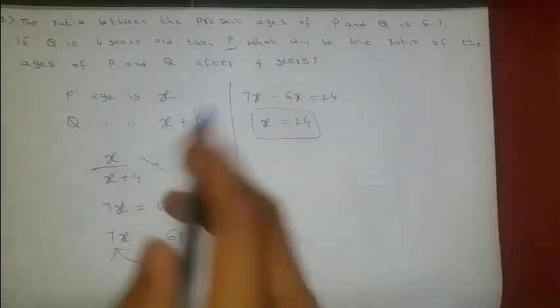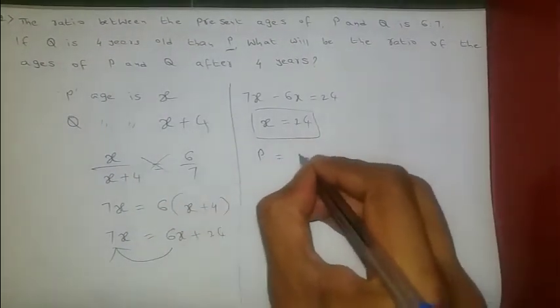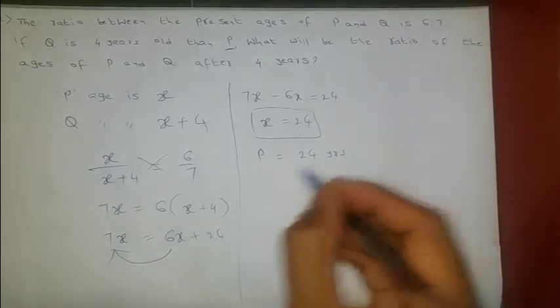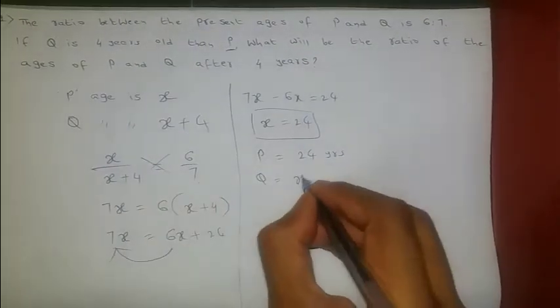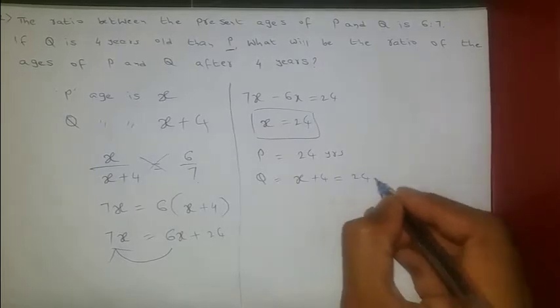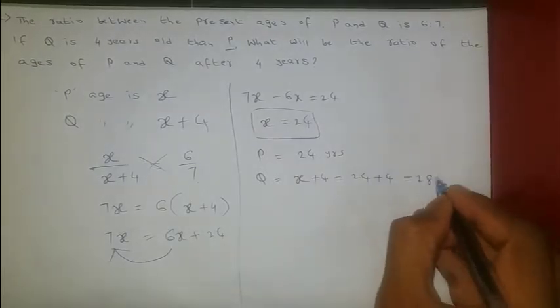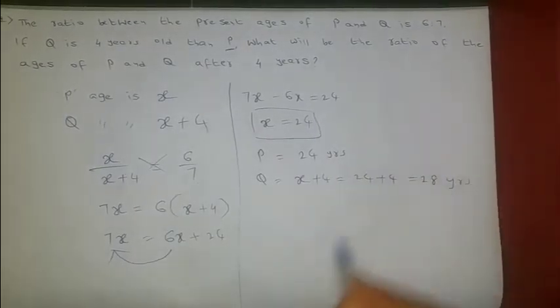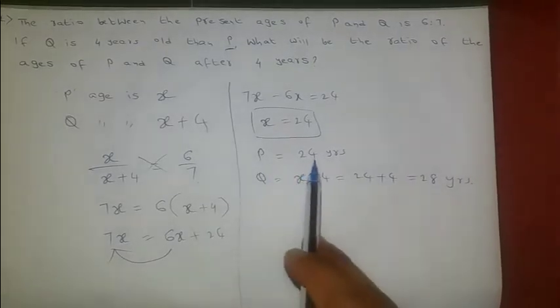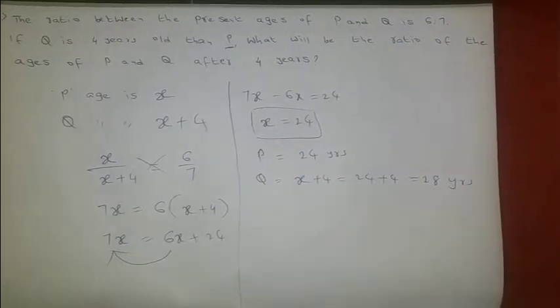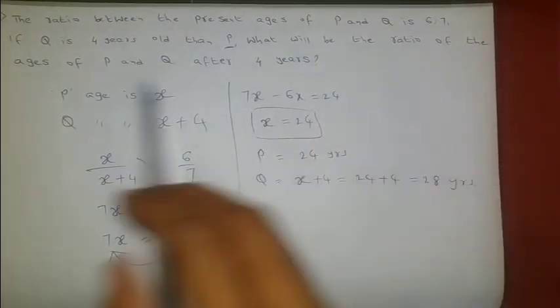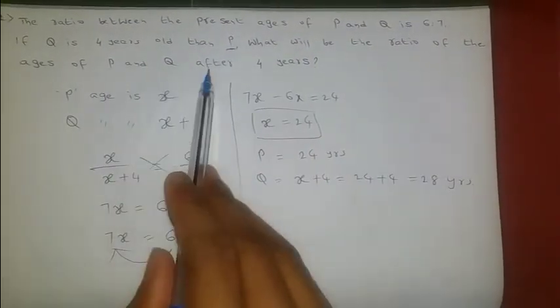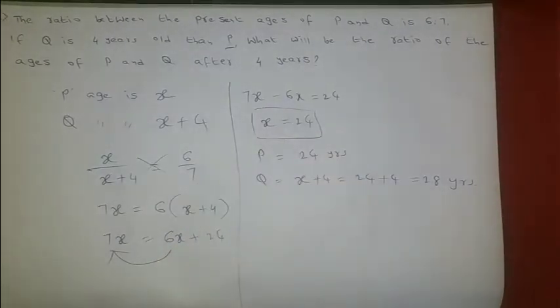x is nothing but P's age. So P's present age is 24 years and Q's age is x plus 4, that is 24 plus 4, nothing but 28 years. P's present age is 24 and Q's present age is 28. Then what exactly is asked in the question? What will be the ratio of the ages of P and Q after 4 years?